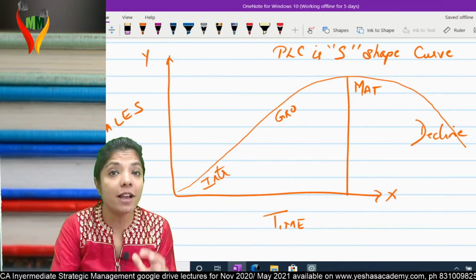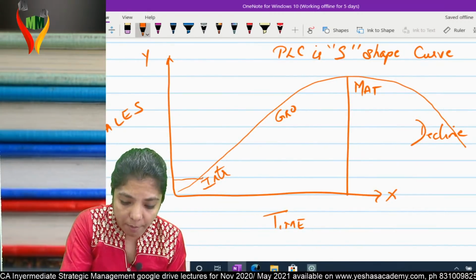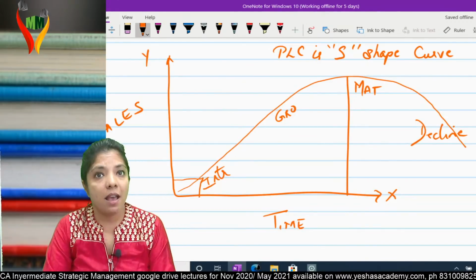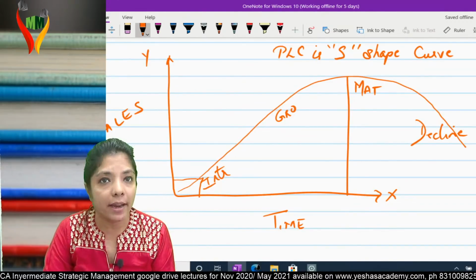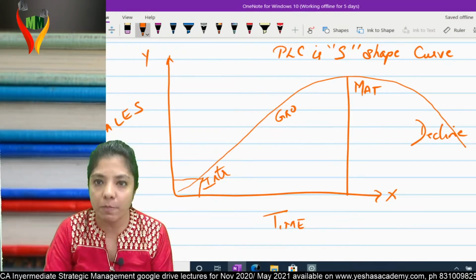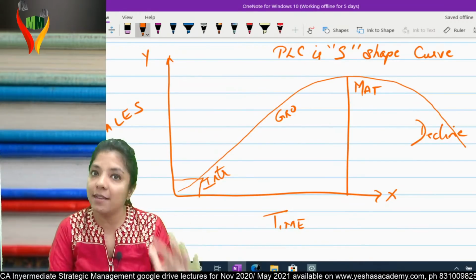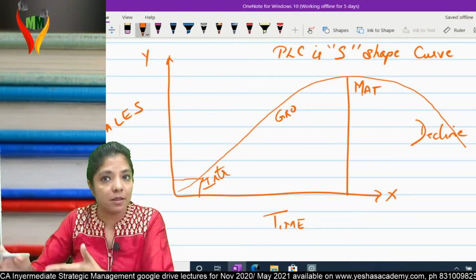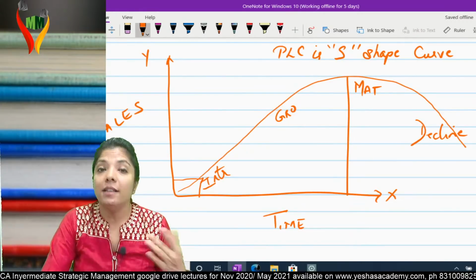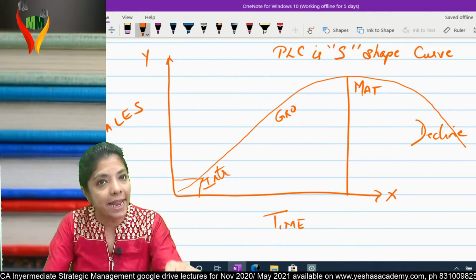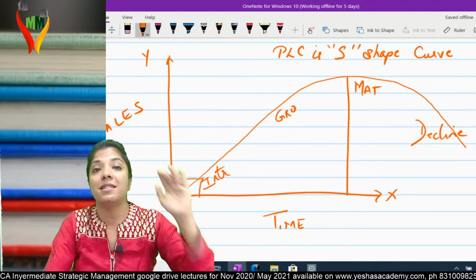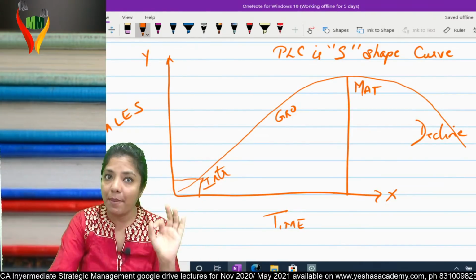Introduction phase. See, in the introduction phase, as of now, my sales are very less. Why? I have just introduced a product in the market. Customers do not know about my product. So as of now, the demand is less. But as time passes, customers start knowing about it. They start liking it and they start buying it. So my demand increases, sales increase. That's the growth phase. Am I clear?